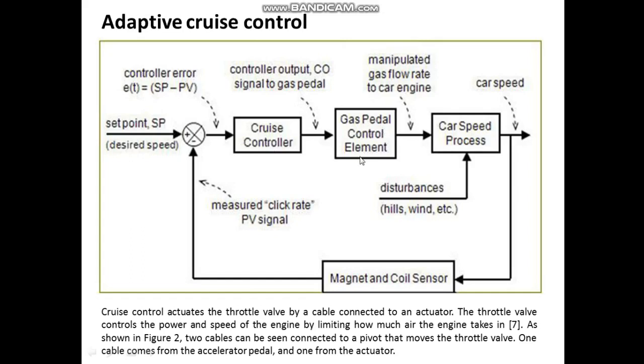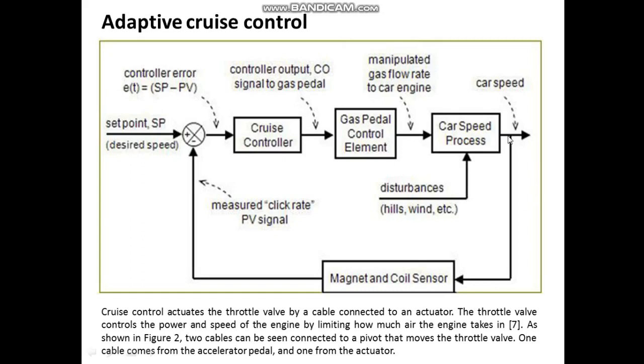Then there will be the gas pedal control element, the output of which will be the manipulated gas flow rate to the car engine. Then there will be the car speed process, the output of which will obviously be the car speed. If any disturbance comes into this process, such as hills or wind, or any problem with the road condition, or heavy traffic and so on, this will be considered an additional input which will affect the car speed process.